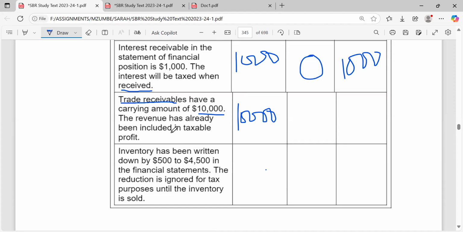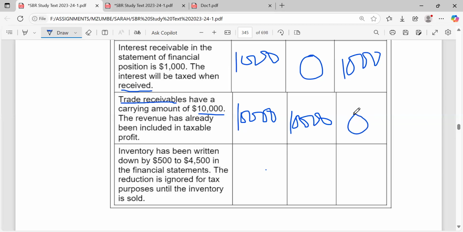So in this case, it shows that even the tax authorities just allow for that income, for that revenue, even if cash has not been received. So you can see the difference between this one and this one, right? For trade receivables, we say the tax authorities also allow to record the revenue and so the trade receivables even when the cash has not yet been received. So we should also have another 10,000 here, right? 10,000. So the difference is zero.